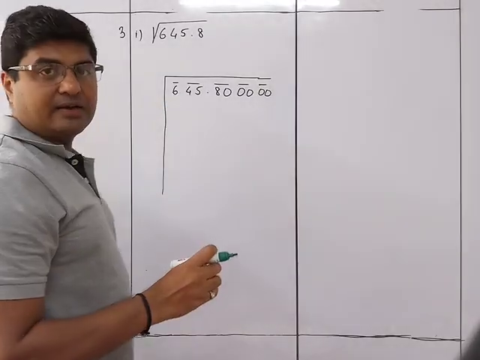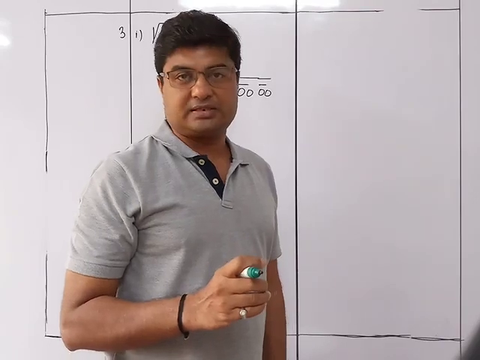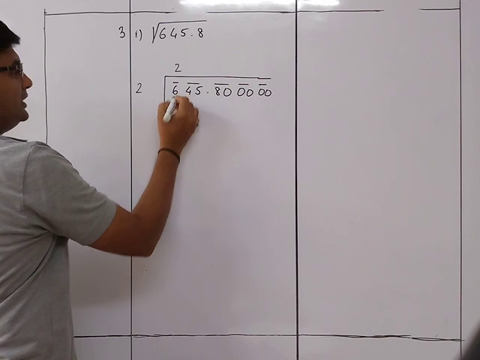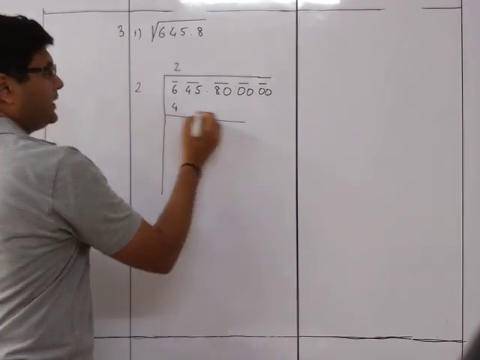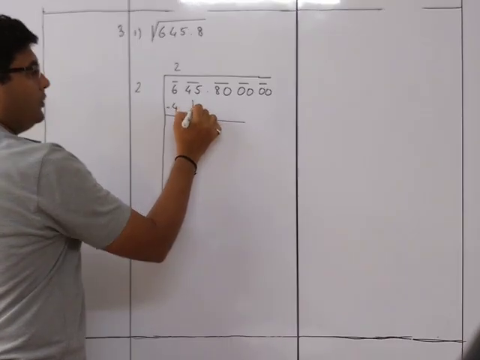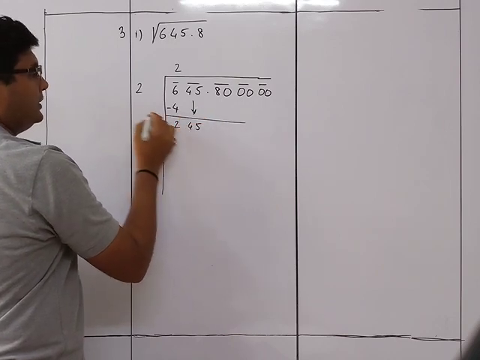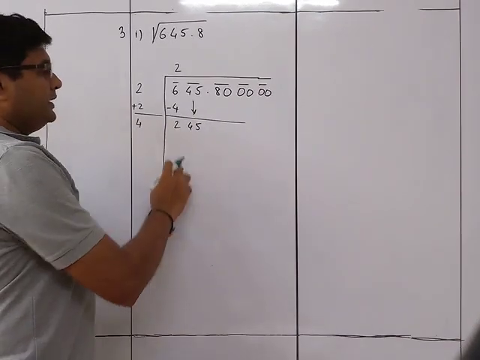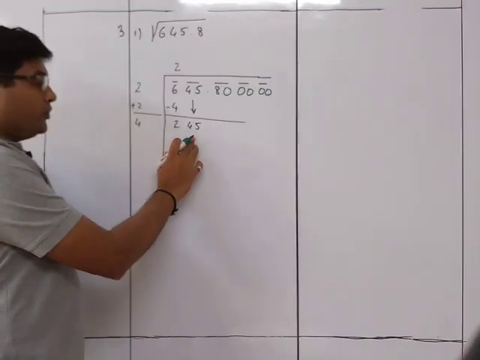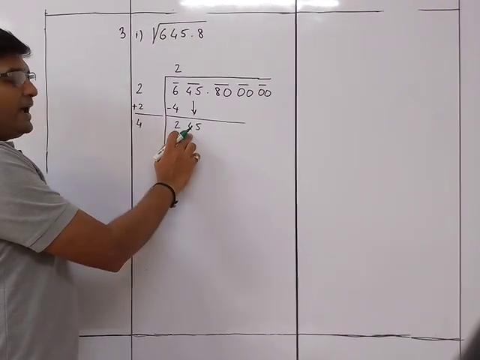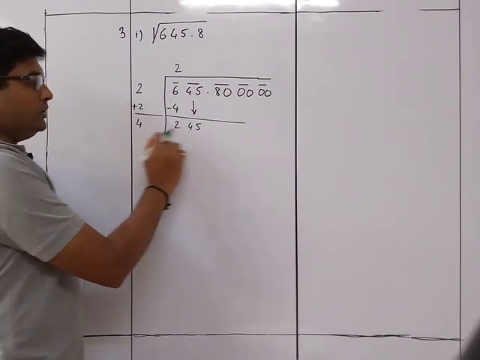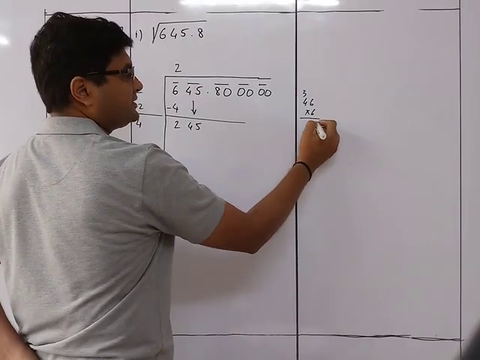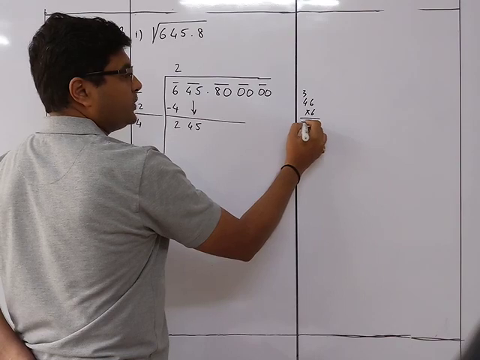First, 6. What is the nearest square number to 6? It is 4. 2 2s are 4. You get the answer as 2. 45 comes here. Now 2 plus 2 gives me 4. Next number over here is 245. So 4 and 6 are 24, so it will be 46 into 6. 6 6s are 36 and 6 4s are 24 plus 3 is 27.